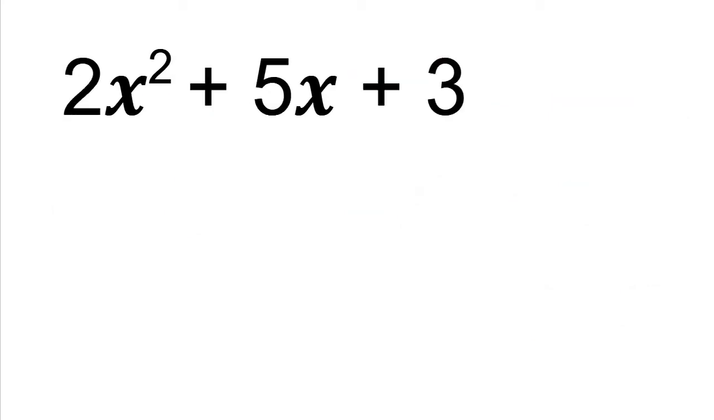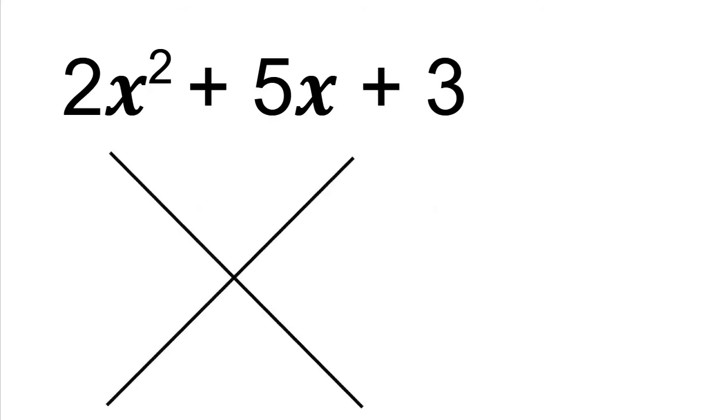Now what about complex trinomials? So we have factored simple trinomials which have no coefficient in front of x squared. But as you can see here, there's a coefficient in front of x squared, which is 2. So the fastest way to factor this is by using the x method.